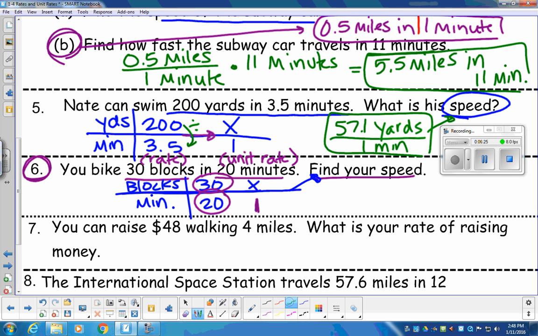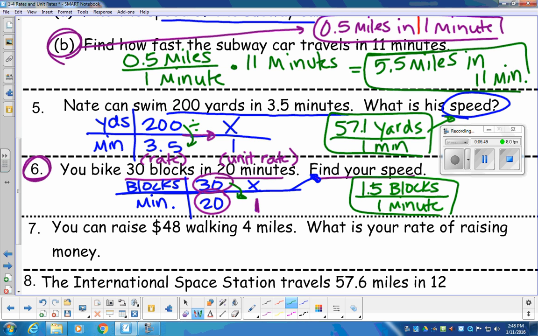It becomes a division problem. Top number divided by bottom number. 30 blocks divided by 20 minutes. You should be typing on your calculator right now, unless you can do it in your head. 30 divided by 20. You should be coming up with an answer of 1.5 blocks in 1 minute. So if you're traveling on your bike, you're covering 1.5 blocks a minute.